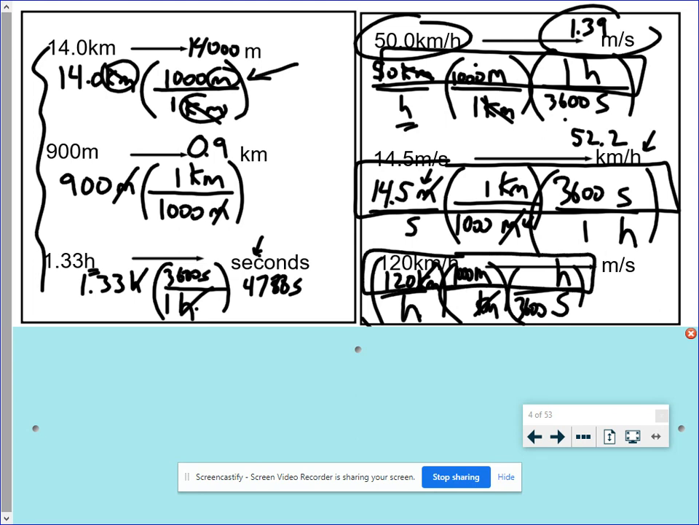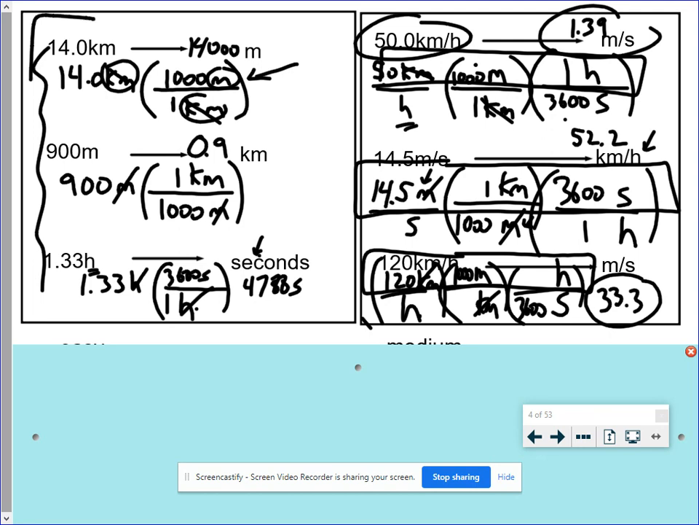So we're going to multiply everything out on the top. That's 120 times 1,000. What do we do after we do all the stuff on the top? We press calculate. Okay, I got 120,000. Now we have to divide that by the bottom, which gives us a much easier number. I get 33.3.